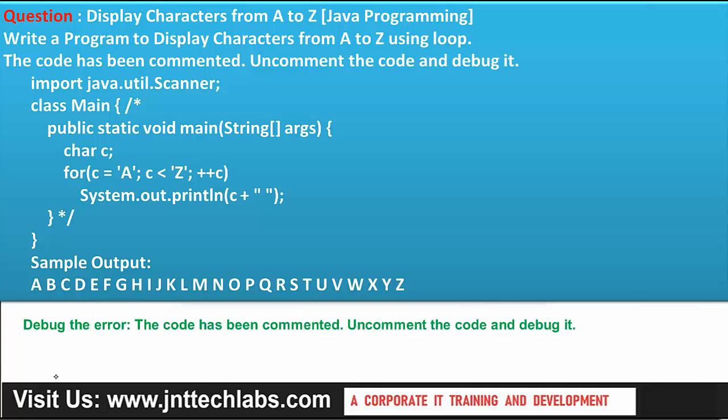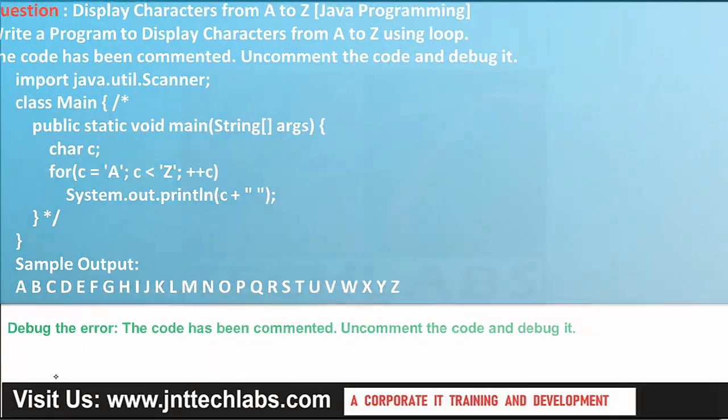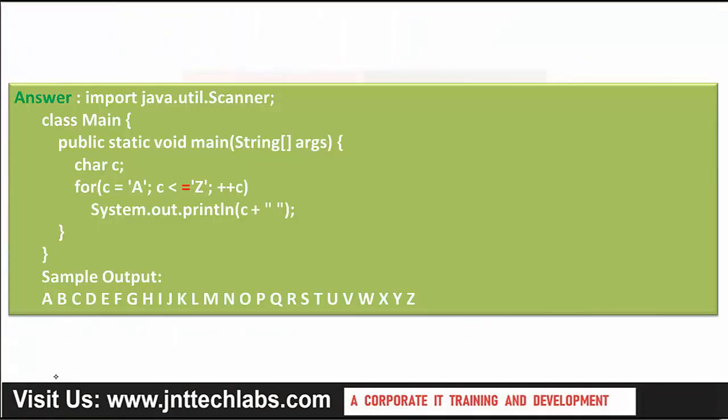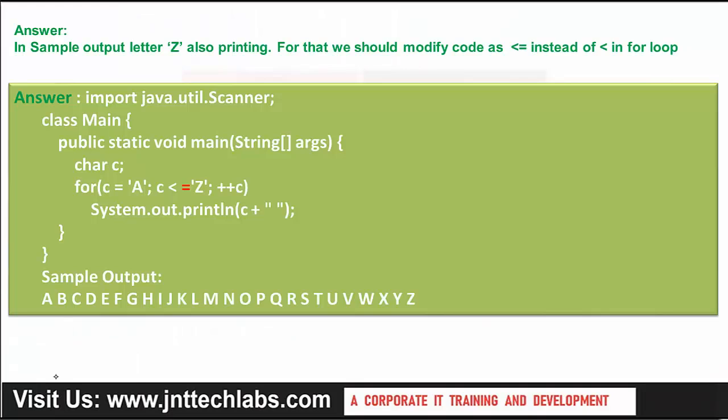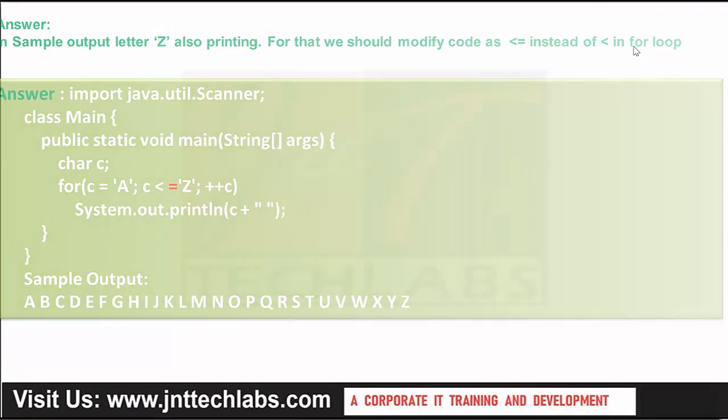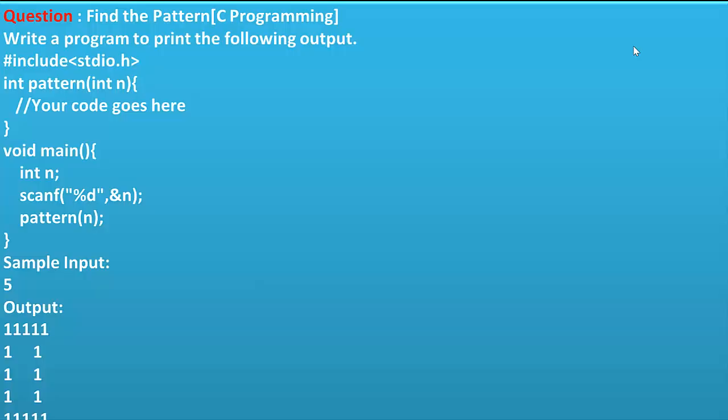And the answer is, now see that error code, uncomment and debug, everything will be given. So uncommenting the code, the code will be like this. In the sample output, Z is also printed when we modify it to less than or equal to instead of the less than symbol. So it will be printed automatically. Okay, got it. So that is the one. Here, one more: find the pattern. I have given some questions, so find the patterns.